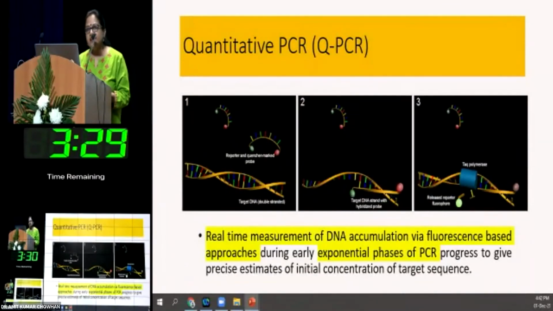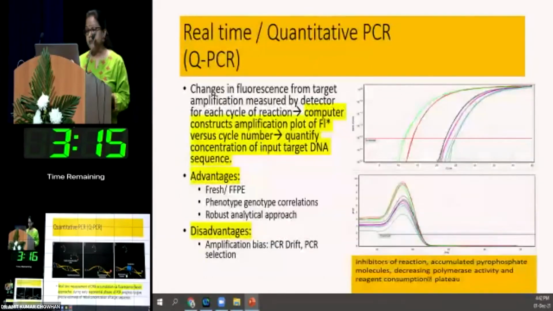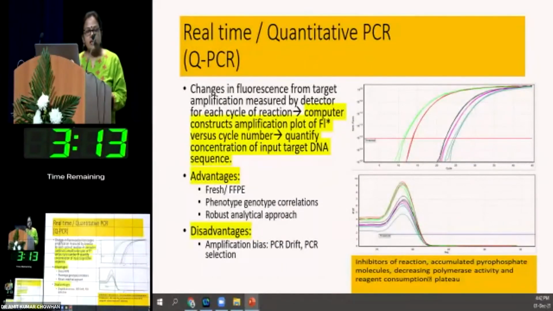Now, what are the variants of PCR that are very relevant for CNS tumor diagnostics? There is quantitative PCR, the principle of which is real-time measurement of DNA accumulation via fluorescence-based approaches during the early exponential phase of PCR. The computer constructs an amplification plot and is able to quantify the concentration of the input target DNA sequence. The advantage of real-time PCR is that you can use it on any kind of sample, fresh or FFPE. It is a robust approach, but the disadvantage is that there is amplification bias.